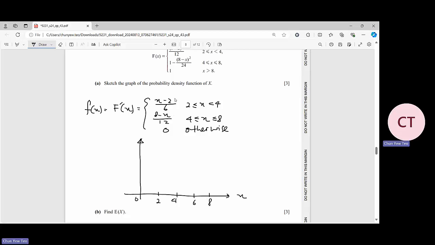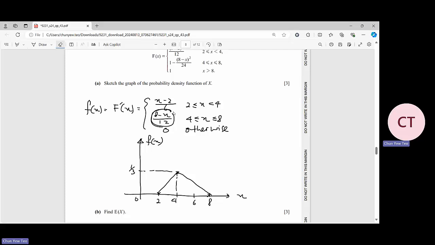If you put 2 inside here, you get a 0. If you put a 4 inside here, you will get 2 over 6, which is 1 over 3. Now if you put 4 inside the other piece, you also get 1 over 3. And when you put 8 inside here, you will get a 0. So just draw the diagram using the solid line. This will be the answer of the question A. This is how you sketch a graph.